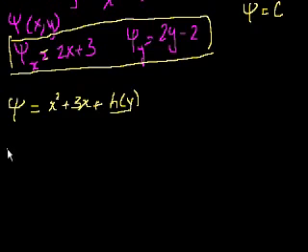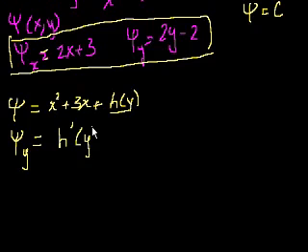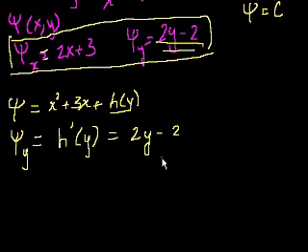So let's do that. So the partial of xi with respect to y is equal to, well, this part is a function of x. You take the partial with respect to y, it's 0, because these are constants from a y point of view. So you're left with h prime of y. So we know that h prime of y, which is the partial of xi with respect to y, is equal to this. So h prime of y is equal to 2y minus 2.